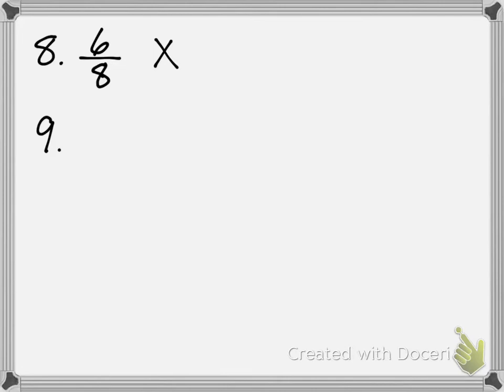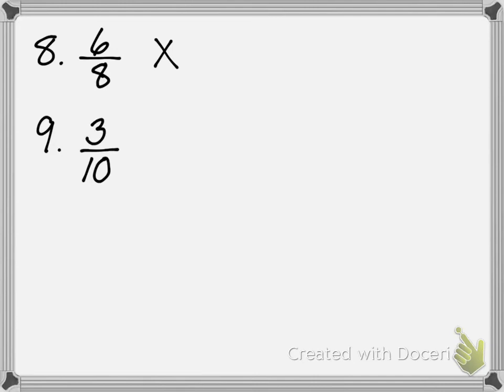Okay, let's try number 9. All right. Let's see. So there are 10 dimes, and you spent 7 of them. How many dimes do you have left? Let's see if you can write the fraction for that. So you had 10 dimes, you spent 7 of them, and you have 3 of them left. So can you write the fraction for how many you have left? All right, so there were 10 dimes. You spent 7, that means there's 3 left.